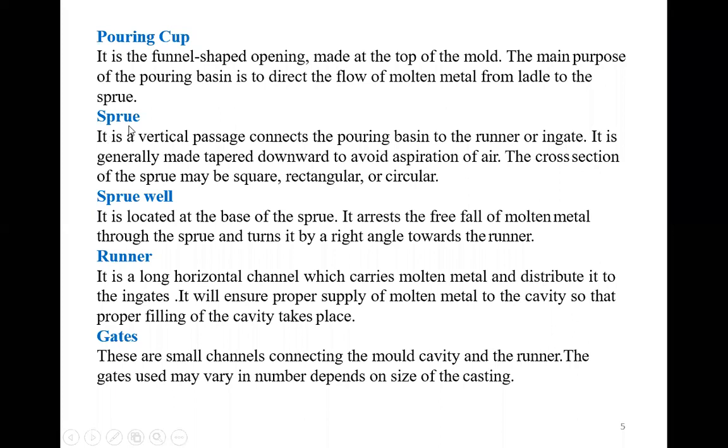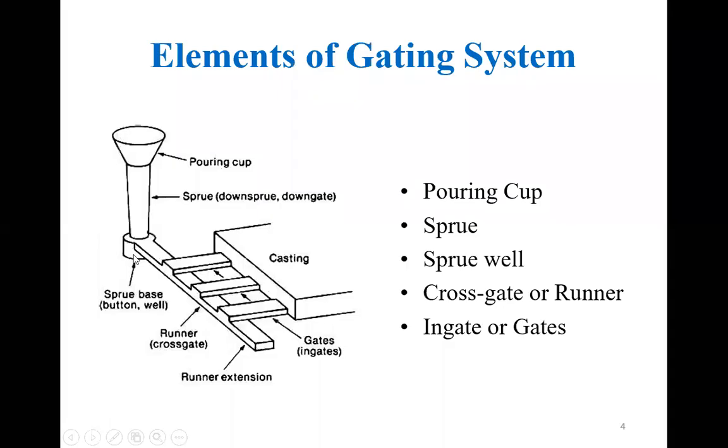And the next element is the sprue. It is a vertical passage that connects the pouring basin to the runner or an ingate. It is generally made tapered downward to avoid the aspiration of air. The cross section of the sprue may be square, rectangular, or circular. This is the cross section. It may be square, rectangle, or circular.